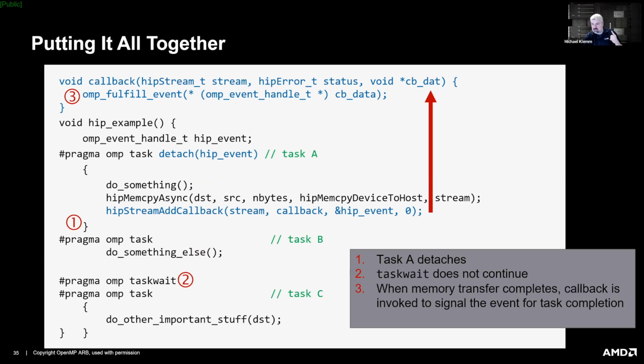So that means HIP is going to invoke this callback, and the code for this callback is shown up here. So basically, it will now call OpenMP fulfill event. And since we passed in a HIP event pointer, or a pointer to that variable, we have to do some C pointer conversion weirdness to get to something that we can actually pass into OpenMP fulfill event. But basically, we take the callback data, which is a pointer to the event handle, we convert that to the right data type, we dereference it once so that we can pass it to the function. And then we call OpenMP fulfill event.